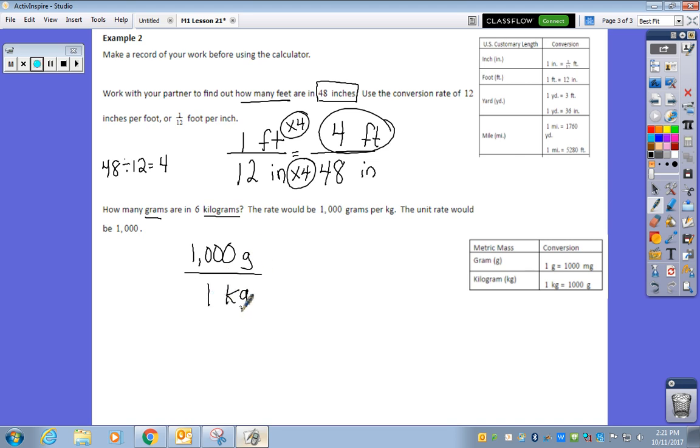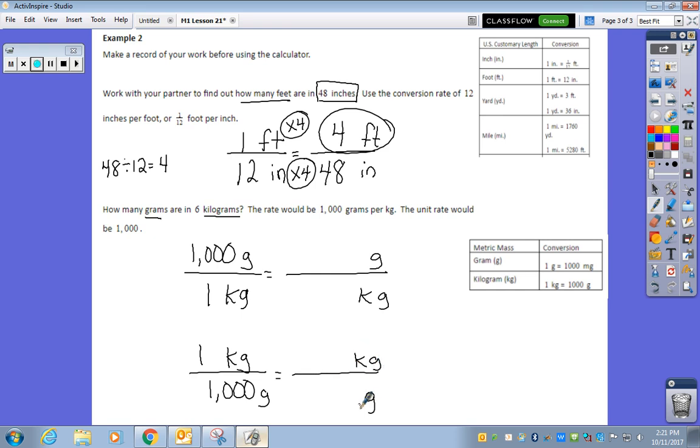Again, it doesn't matter if I put the 1 kilogram on top in my numerator or in my denominator, as long as I'm lining up my units. It doesn't matter which way it's written. I can do it either this way or this way. We are looking to find 6 kilograms, so I would put 6 kilograms next to my kilograms. You don't have to do it both ways. I'm just showing you how it works both ways.